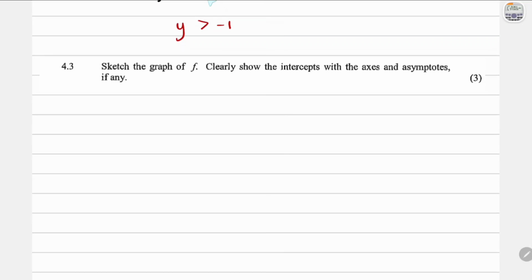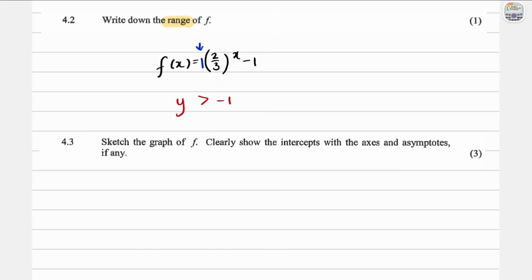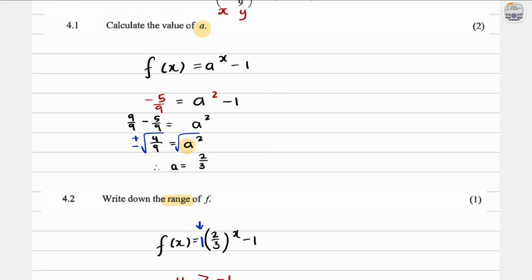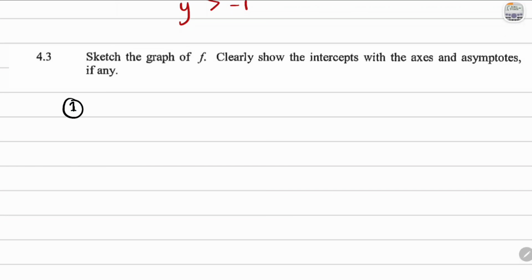The next question, 4.3, says, sketch the graph of f, clearly show the intercepts with the axes and the asymptotes, if any. Okay, so let's go ahead and see, what do we need in order to sketch this graph? It is an exponential function. So here are the things that we can look at. First of all, we can look at the shape of the graph. Now, when I'm referring to the shape of the graph, I'm really speaking about where it is. First of all, is it above or below the asymptote? Is it increasing or decreasing?